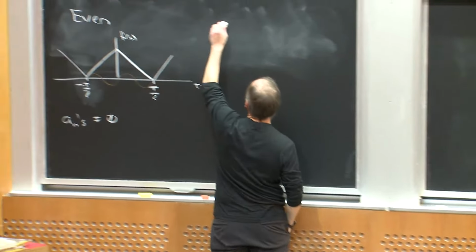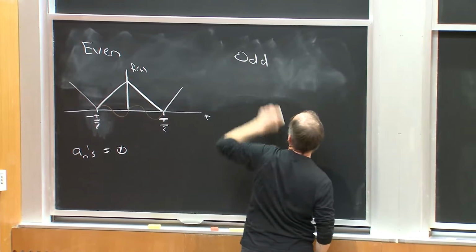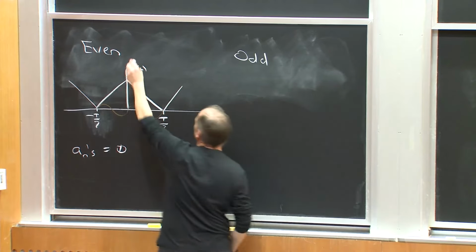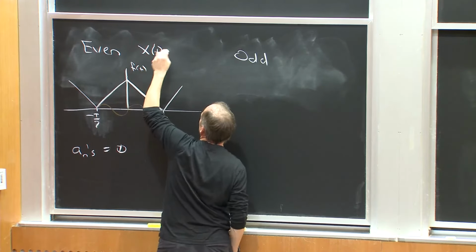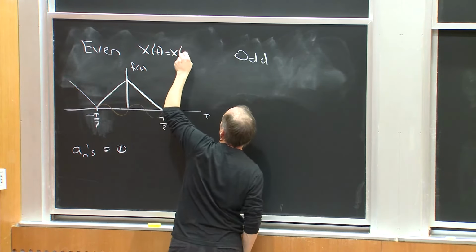Of course, we can also have an odd waveform, right? Even is x of t is equal to x of minus t, right?